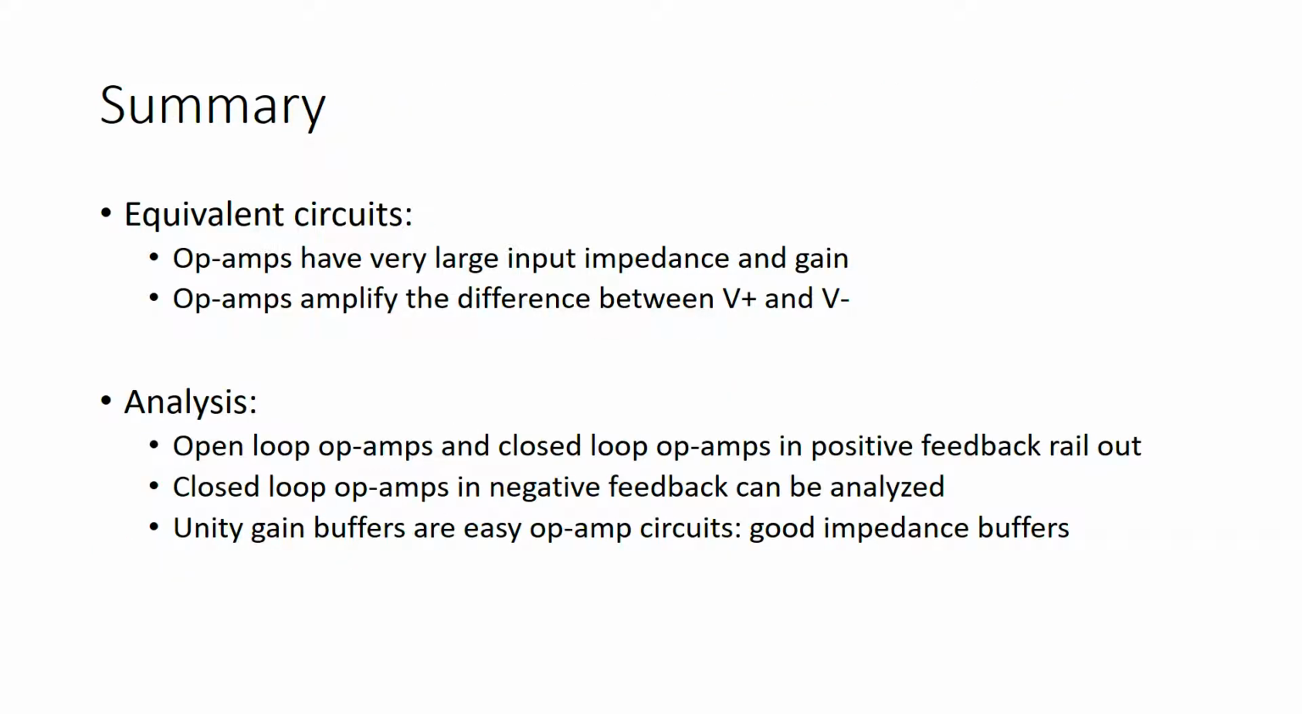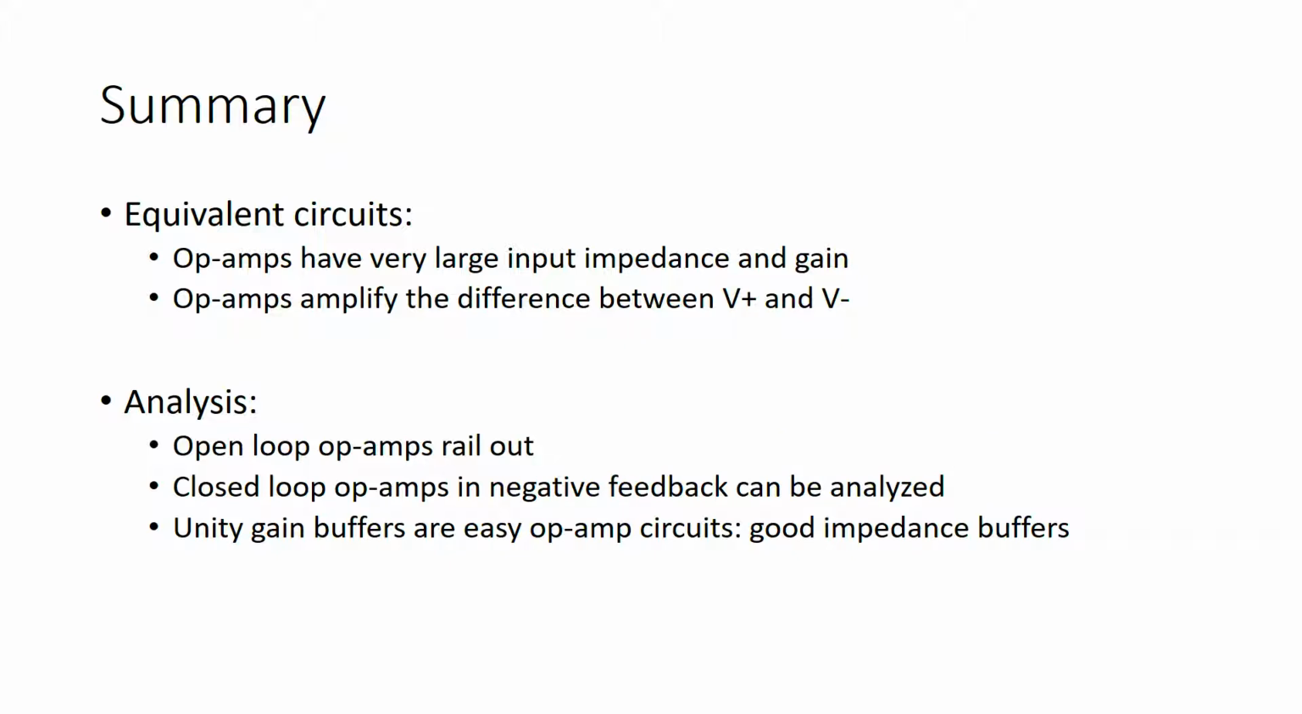So in summary, the op-amp equivalent circuit can be broken down to two major features. They have an extremely high input impedance, which means they don't load anything, and they have an extremely high gain, which means they need to be used in negative feedback. And that gain specifically amplifies the difference between V plus and V minus. You can use that to analyze op-amps, and we've come to a few general conclusions about that.